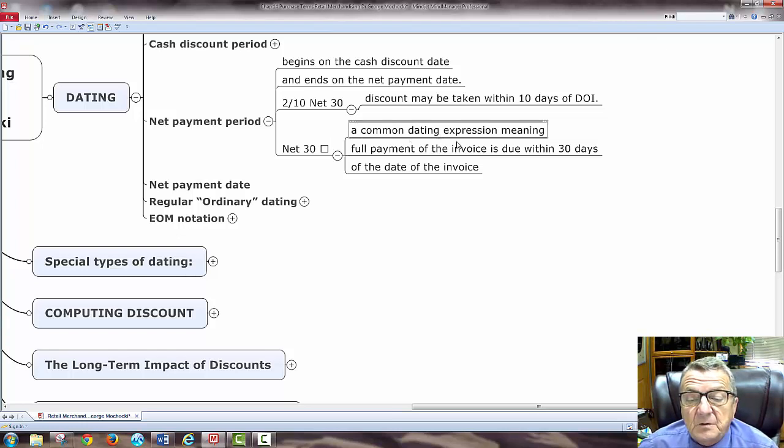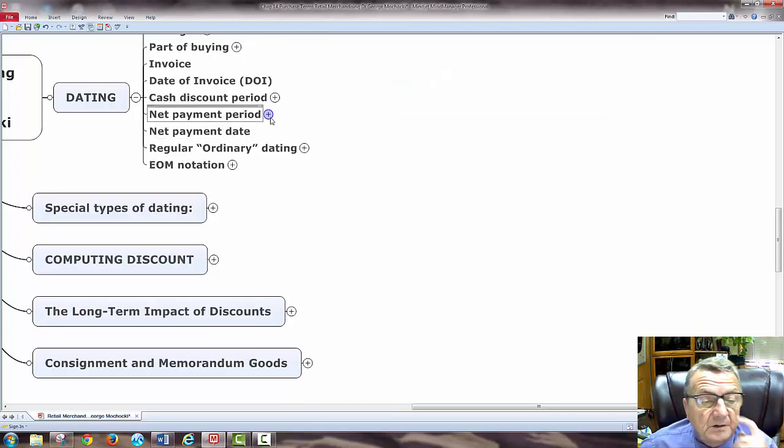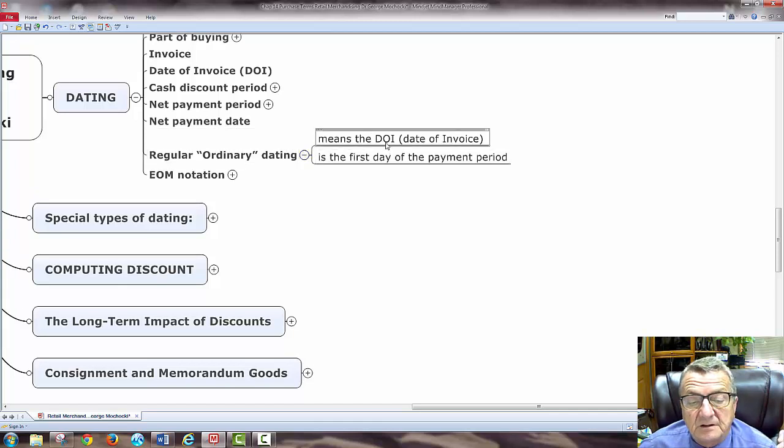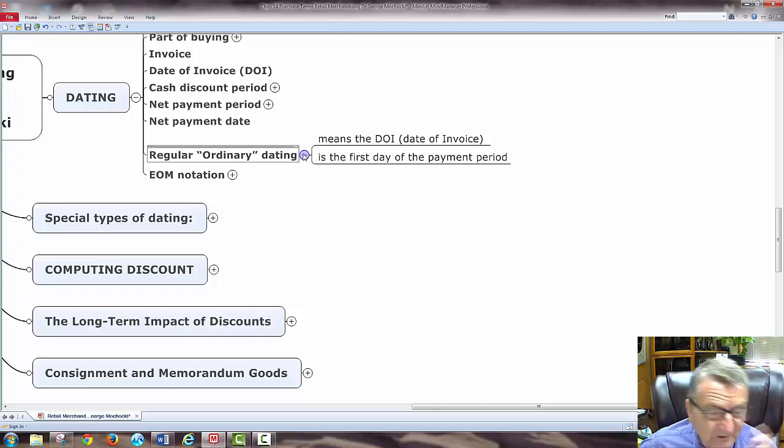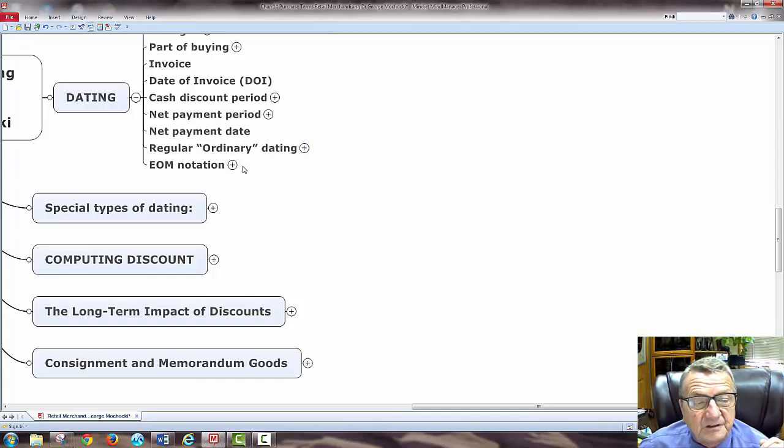Okay, a common dating expression, net 30, means full payment of the invoice is due within 30 days of the date of invoice. That's all. Just some little terminology. And net payment date, regular, ordinary dating, means the date of invoice is the first date of the payment period. Talked about it. I just put the definition in case you are taking an exam. Remember, you're taking a college level course, you have an exam, you may see that.